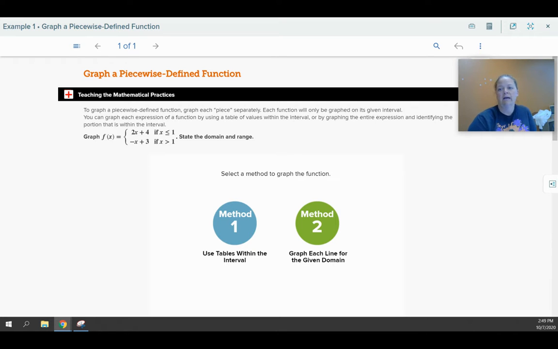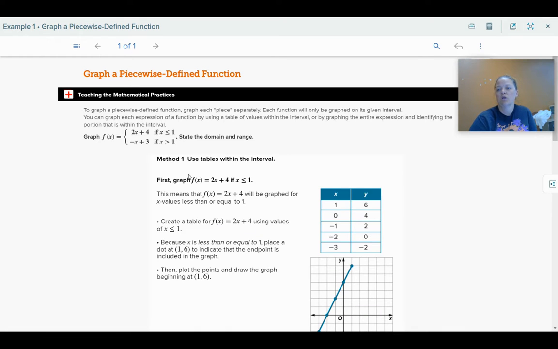So let's look at graphing f of x equals 2x plus 4 if x is less than or equal to 1, and negative x plus 3 if x is greater than 1, stating the domain and range using tables within the interval. So the first thing you want to do is look at the first part, 2x plus 4, if x is less than or equal to 1.